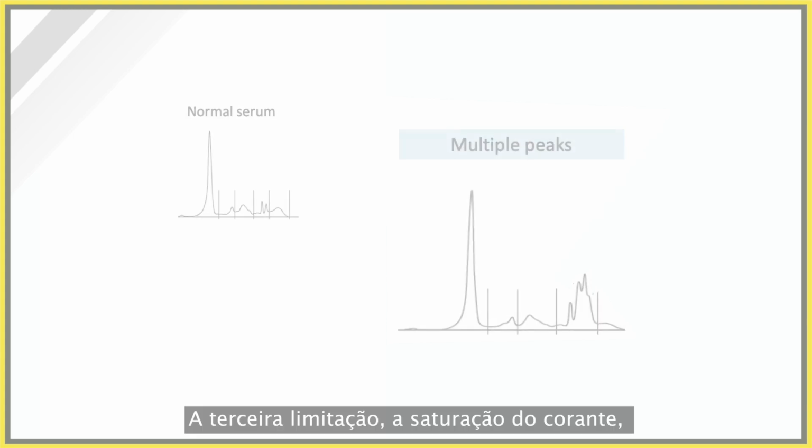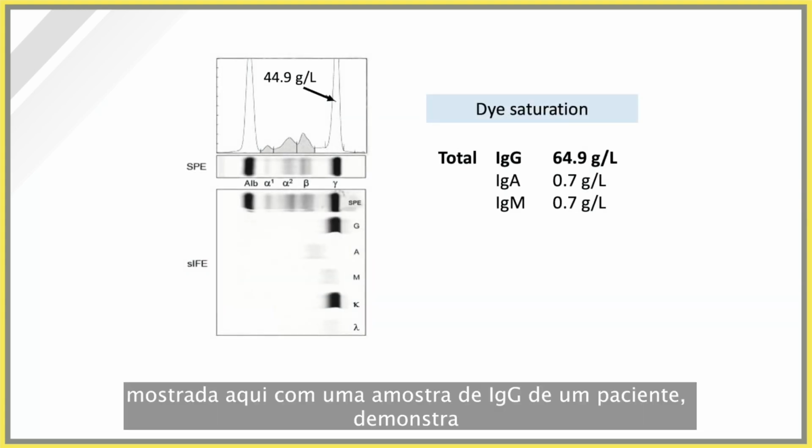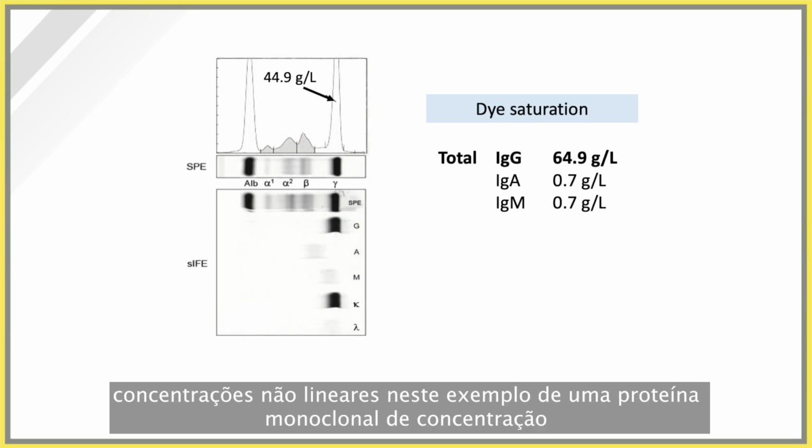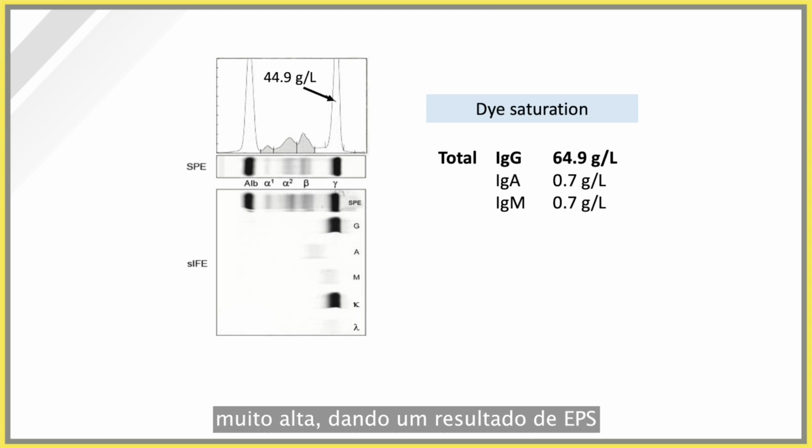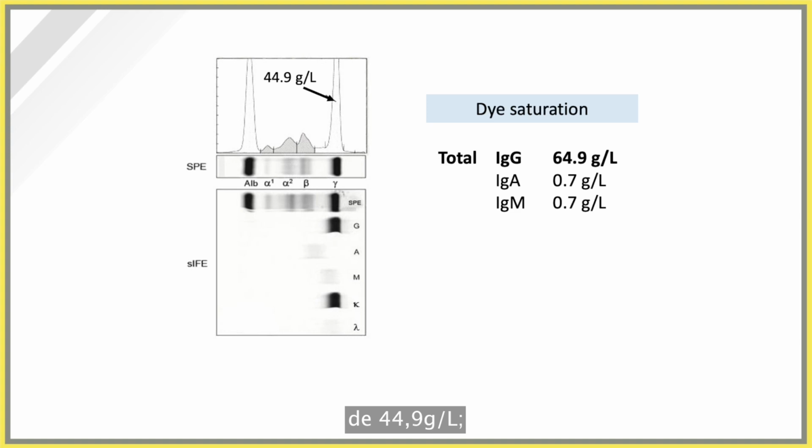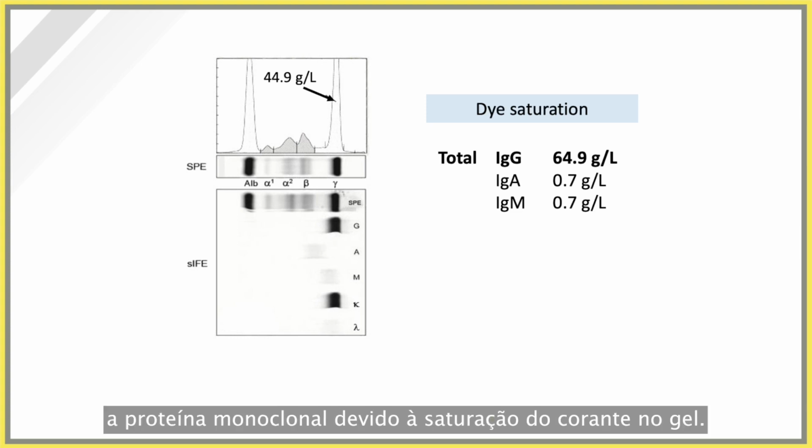The third limitation, disaturation, shown here with an IgG patient sample, demonstrates nonlinear concentration. In this example, a very high concentration monoclonal protein gives an SPE result of 44.9 grams per litre. However, the total IgG result is 64.9 grams per litre. Here, the SPE is underestimating the monoclonal protein due to saturation of the dye on the gel.